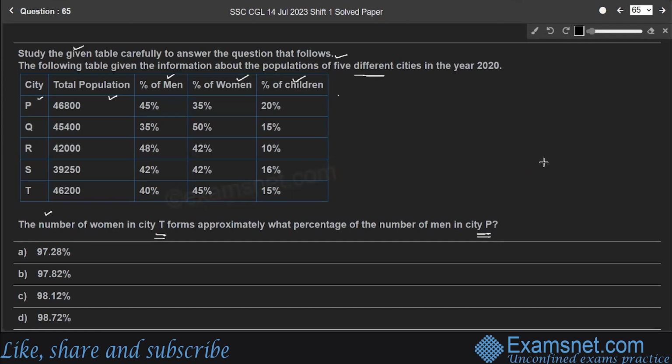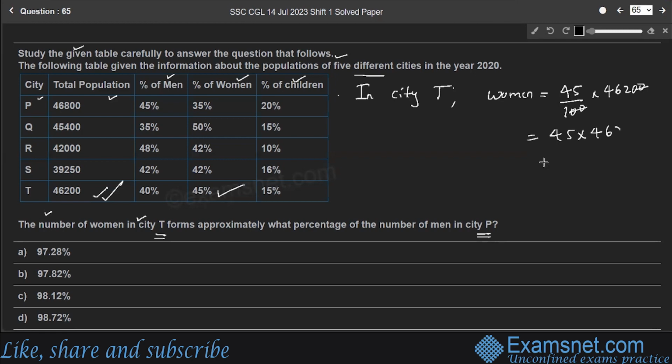So we'll consider number of women in city T. So in city T, the percentage of women are given, right? There are 45 percentage of women, 45 percentage of total population. Therefore, number of women in city T is 45 percentage of 46,200, which is the total population, right? So you will get 45 into 462 is the total number of women in city T.